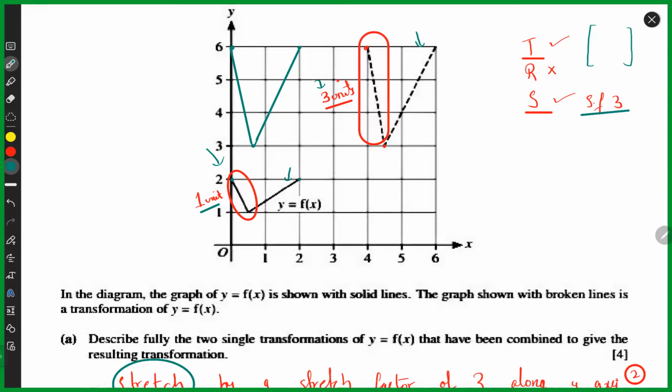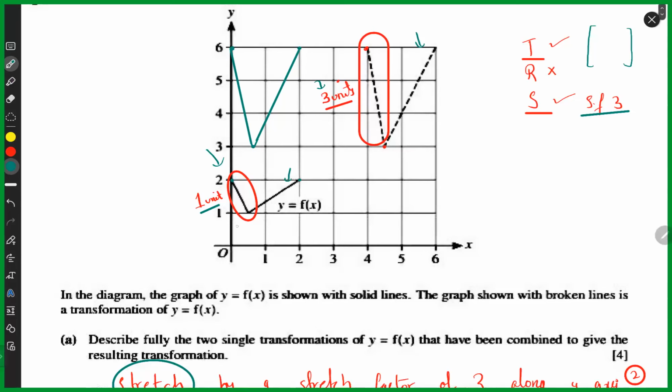How exactly would the stretched version look? This is the solid line. This point is 2. When I multiply this point by 3, it would become 6. This point is again 2. When I multiply by 3, it would become 6. And this point is 1. When I multiply it by 3, it would become 3. So this is how my graph would look after the stretch.